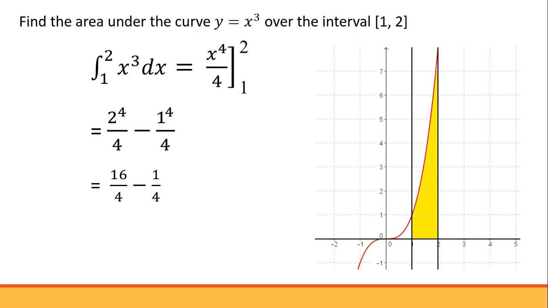Once again, we have a lot of arithmetic to be done, but once we do all the arithmetic, we end up with a value of 15/4. So the total area underneath the curve, y equals x to the third, between the x values of 1 to 2, and above the x-axis, is 15/4.